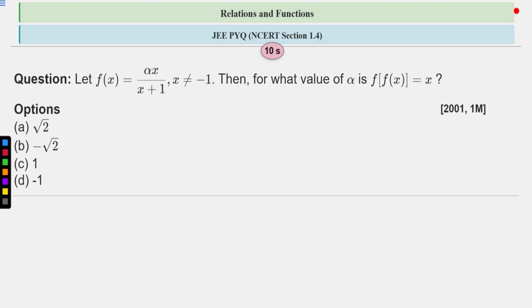So in this way, you can try to solve this question. You have 10 seconds to solve or think about this question. After that, we will discuss the solution part.